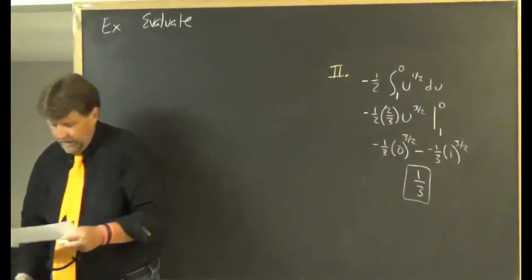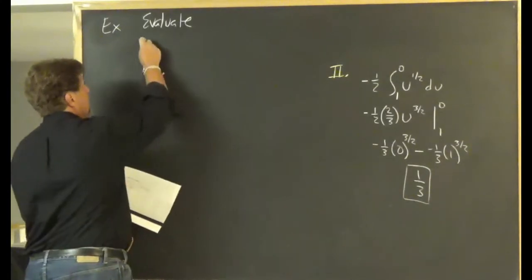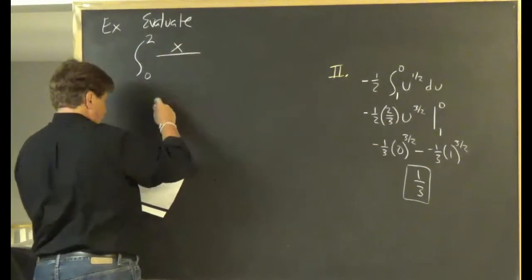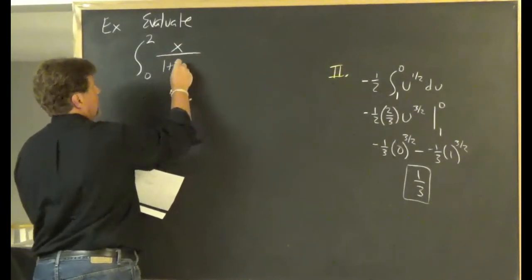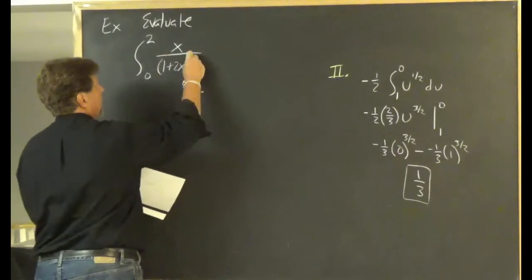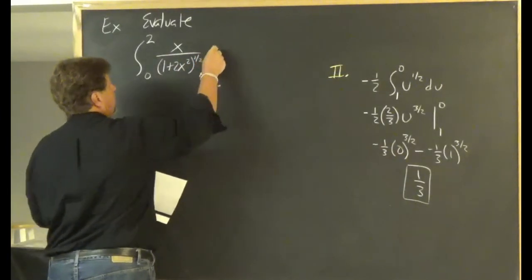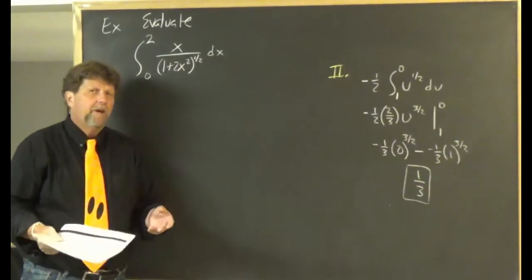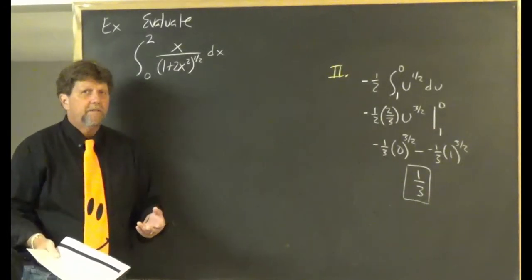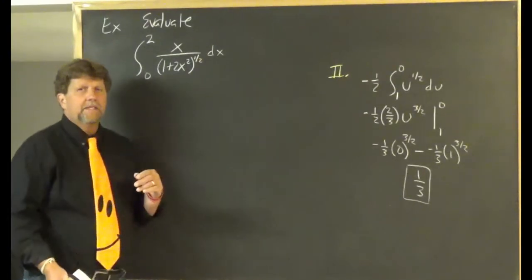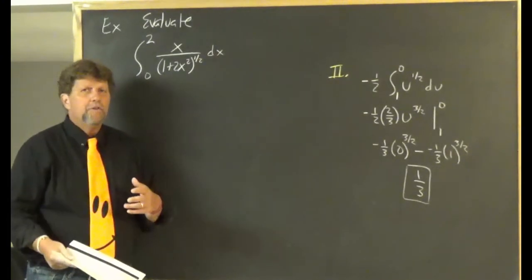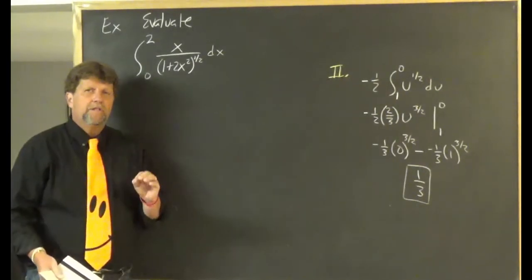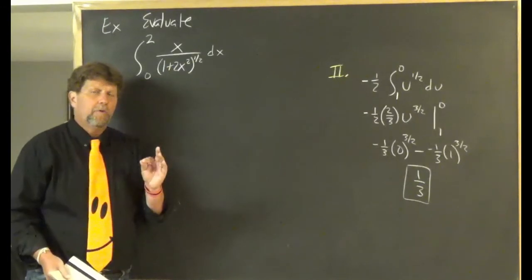So part B was to integrate from 0 to 2 of x over the square root of 1 plus 2x squared. I'm going to go ahead and rewrite that with the exponent of 1/2. And here's what I want you to do. I want you to pause the video and do this example. I don't care which route you use. When you're done, restart the video. I'll be here at the board to work through it.